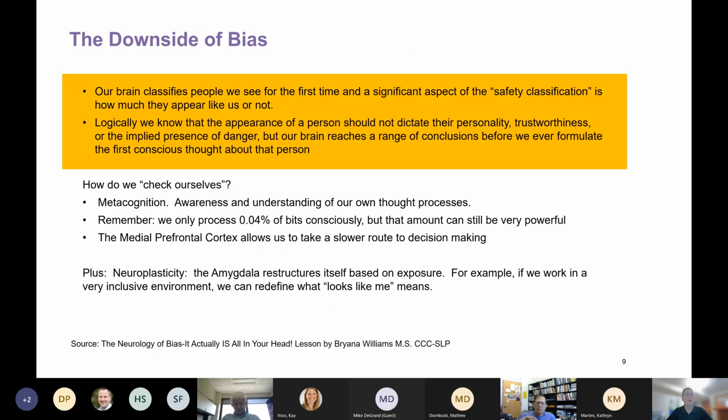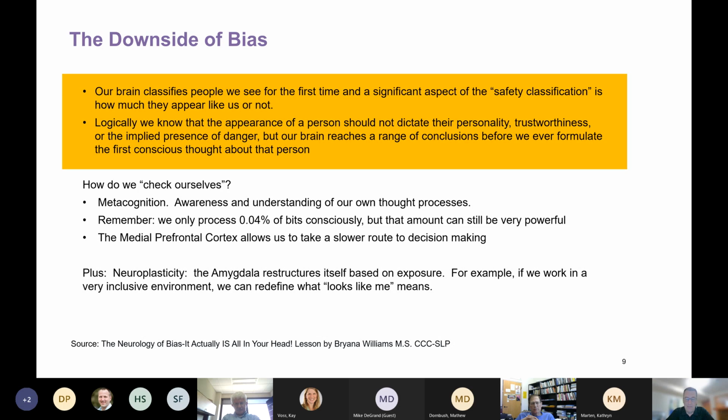Oh, sorry. Before we get to that, let's look at the downside of having that bias, right? So if our brain operates in that manner, let's say we see somebody for the very first time, and one of the things our brain looks for is how much do they look like us? Again, it's a biological feature. Birds of a feather flock together, right? They recognize something that looks like them.